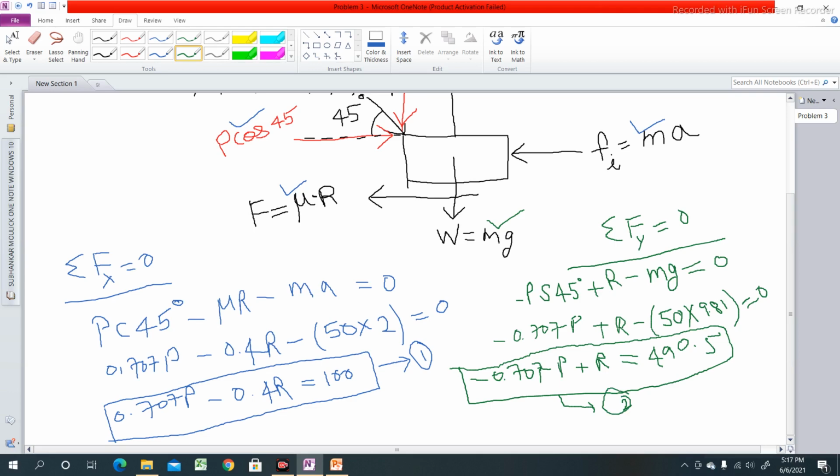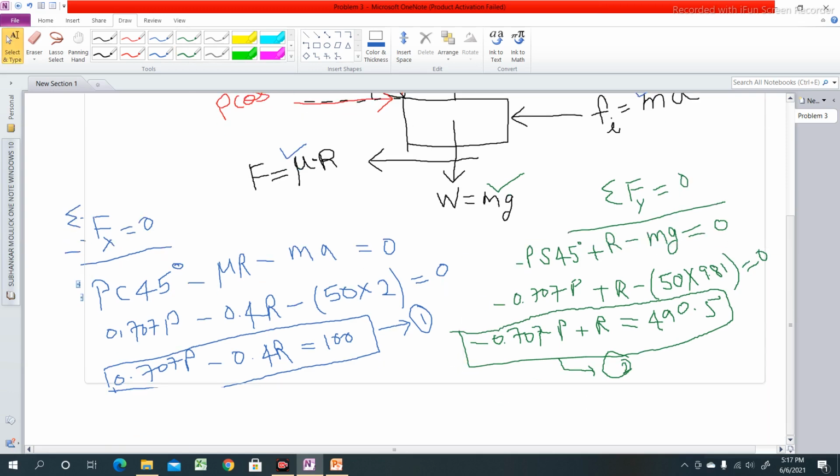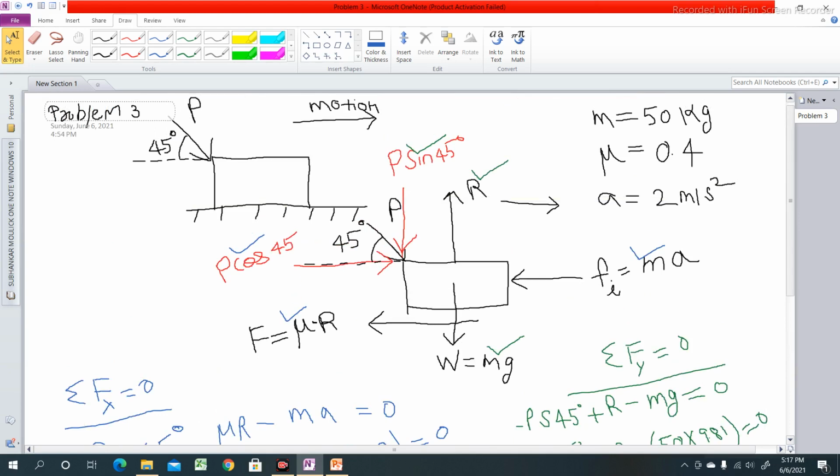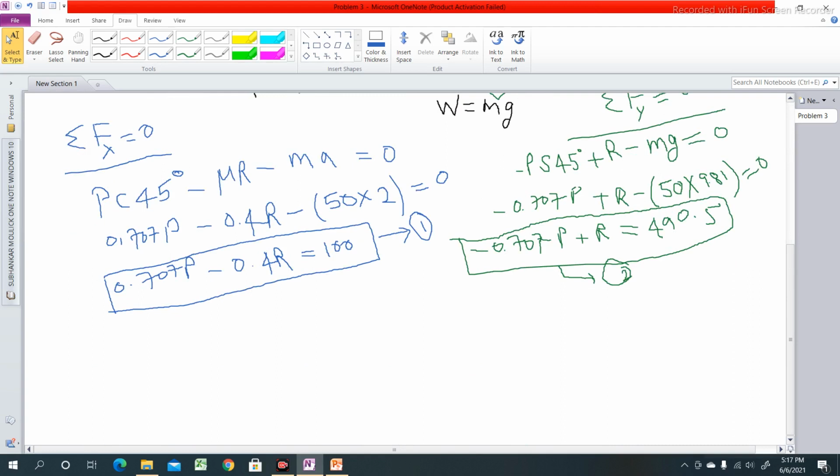So you have two equations and two unknowns, that is P and R. Solve these two equations, you will get the value of P and the value of R. But in this problem we need to find out only the value of P. So after solving these two equations, the value of push force P we are getting as 698.25 Newton. So this is the answer of this problem.